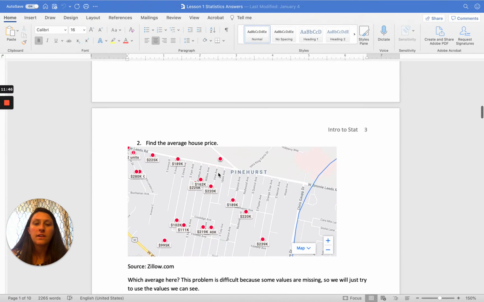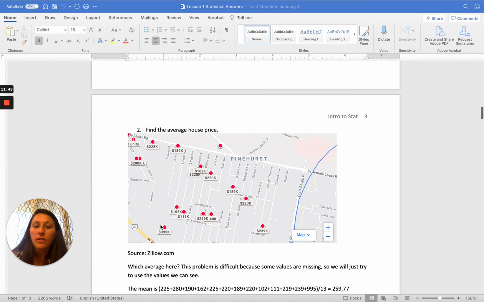Okay, so we're going to come back here and look at this housing price example where there is an outlier. So, considering that this has an outlier, which average would be the most appropriate way to tell me the average price of houses in this area? Would it be the mean, the median, or the mode? If you're thinking it should be the median, you're exactly correct.